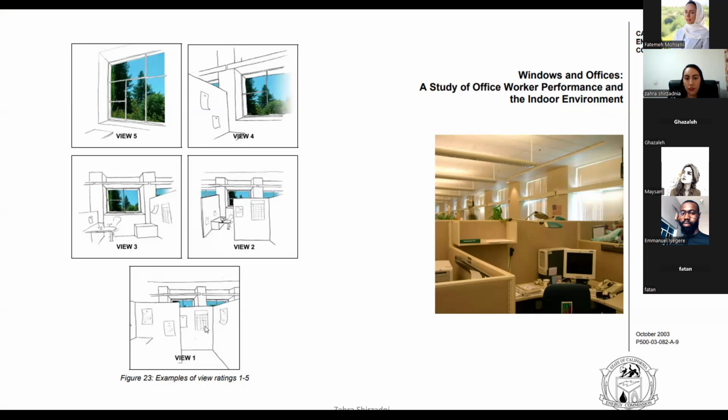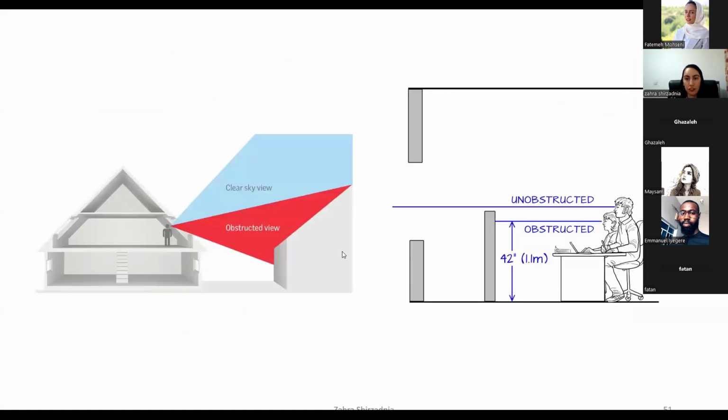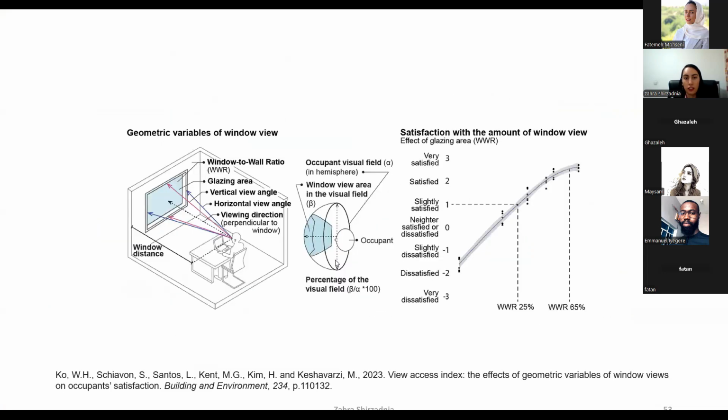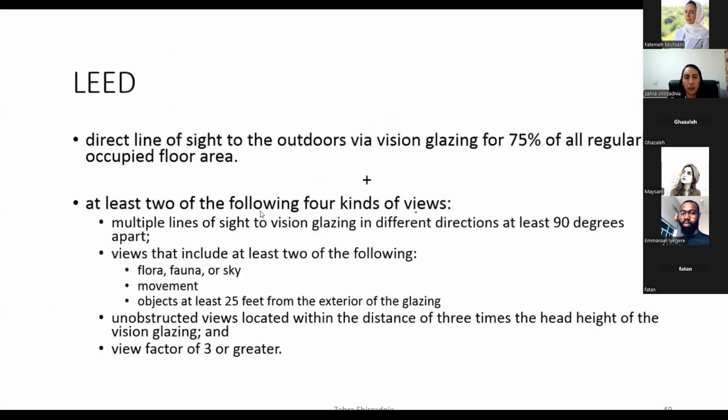So this is an example of a view rating 1 to 5, and this is actually the definition of view. Is it clear when we say unobstructed things like this one and obstructed things like this one? What's the definition of the LEED view? It is direct line of sight to the outdoors via vision glazing for 70% of all regularly occupied floor area.